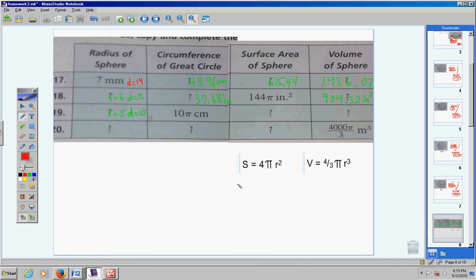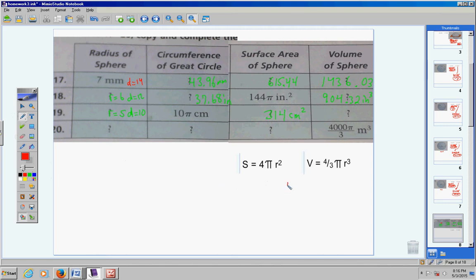Surface area of the sphere would be 4 times 3.14 times the radius squared. The radius is 5, so 5 squared. So I'm really taking 4 times 3.14 times 25, alright? And I'm getting 314 for my answer. Surface area, 314 centimeters squared. Alright.